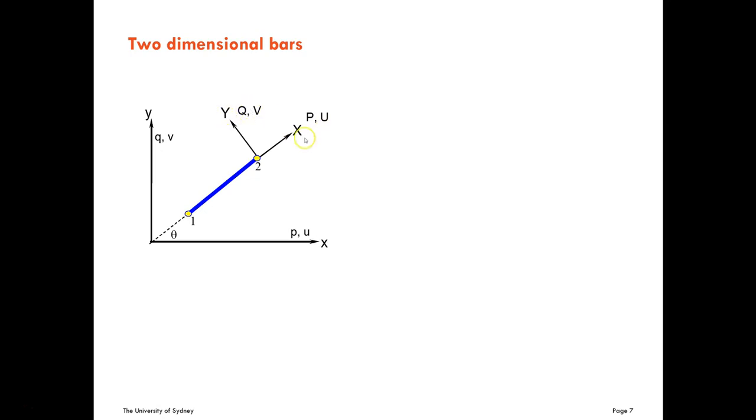So in the local coordinate system, we have 2 degrees of freedom, that is u, the axial displacement, and v, the lateral displacement at the nodes. And p and q are the 2 components of the loads applied in the nodes.